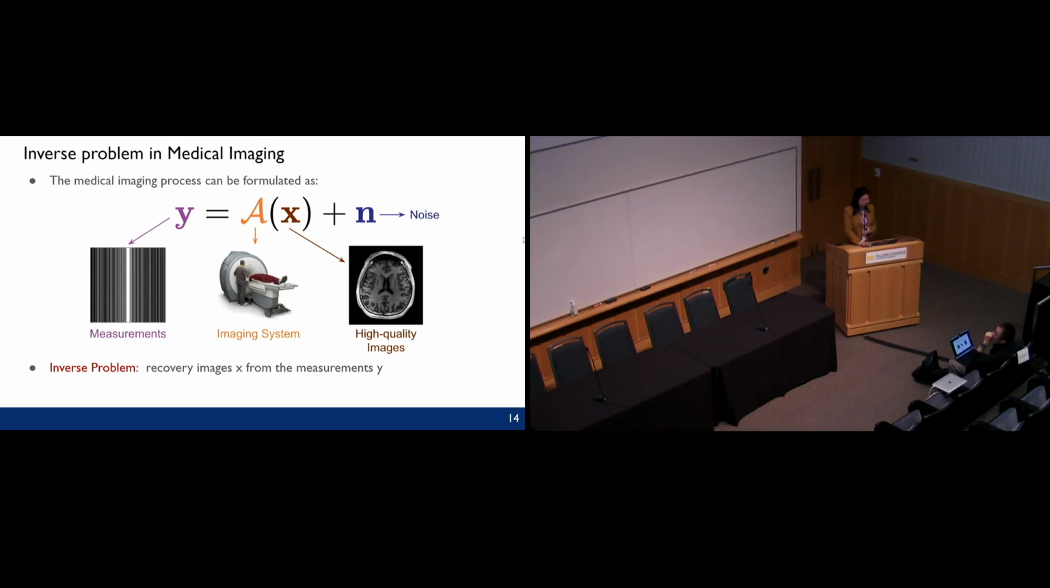So in general, this gives us the process for our imaging systems in the forward process. And the inverse problem here is that we want to reconstruct the high quality medical image from the measurements obtained or acquired in the measurement domain of Y.